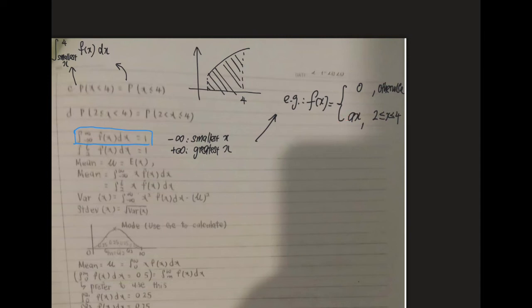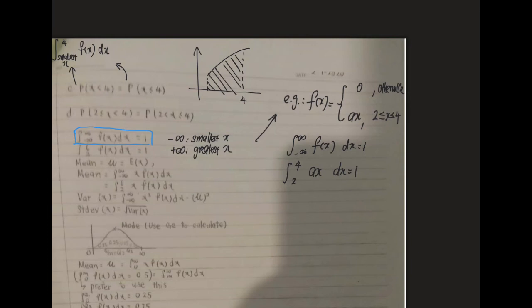You see, integrate from negative infinity to positive infinity equal to 1. So negative infinity is the smallest x. Smallest x is 2. Greatest x is 4. Integrate ax, and the integration is equal to 1. Because this is where you integrate all the area under the graph.